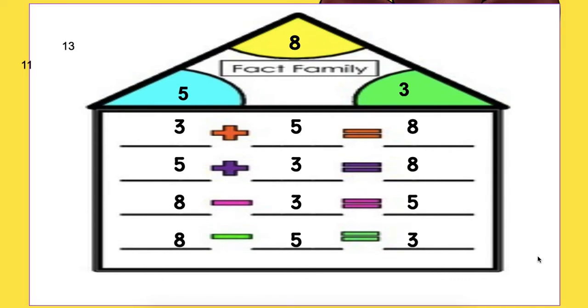Okay, so you should have the 2 small numbers first, so 3 plus 5, and then the big number at the end, 8. And then again, just switch those numbers. 5 plus 3 is 8. Similarly, 8 take away 3 is 5, just like 8 take away 5 is 3.